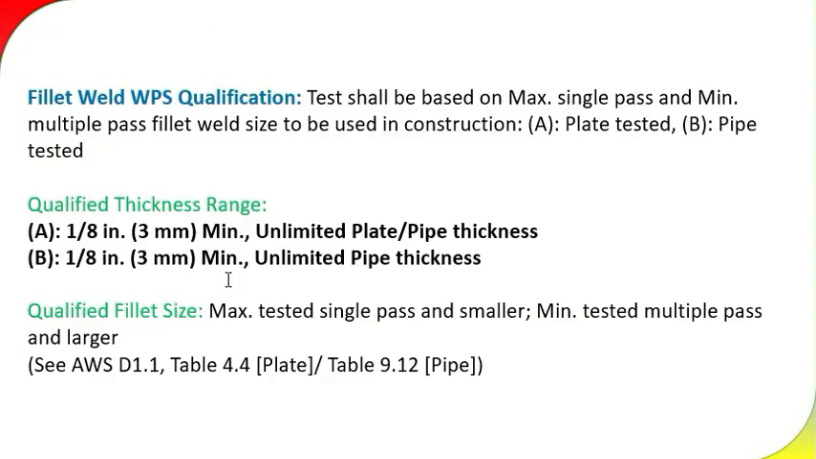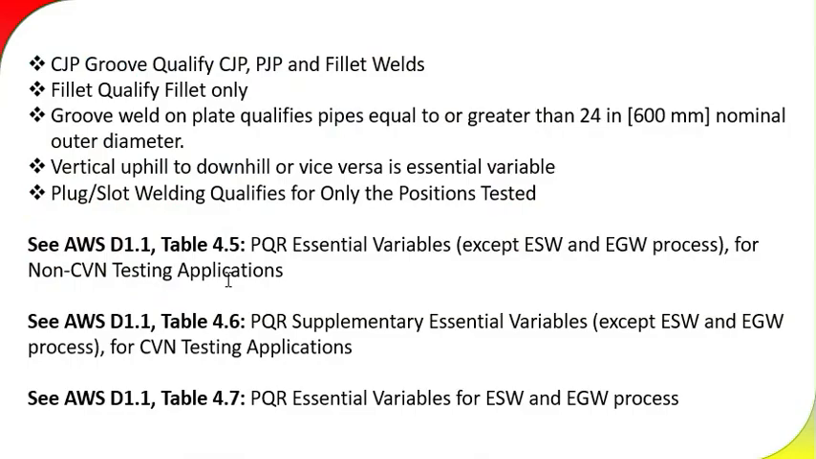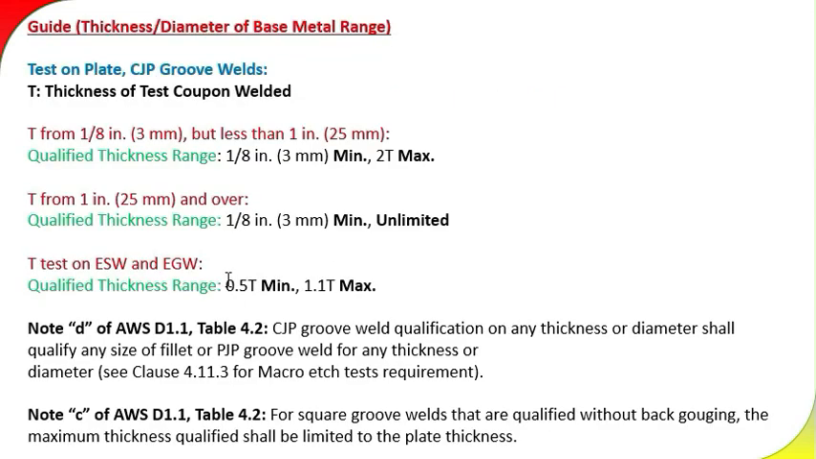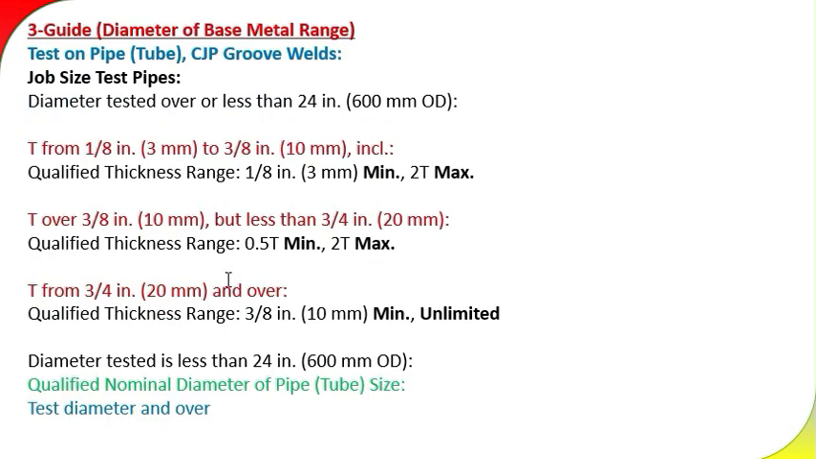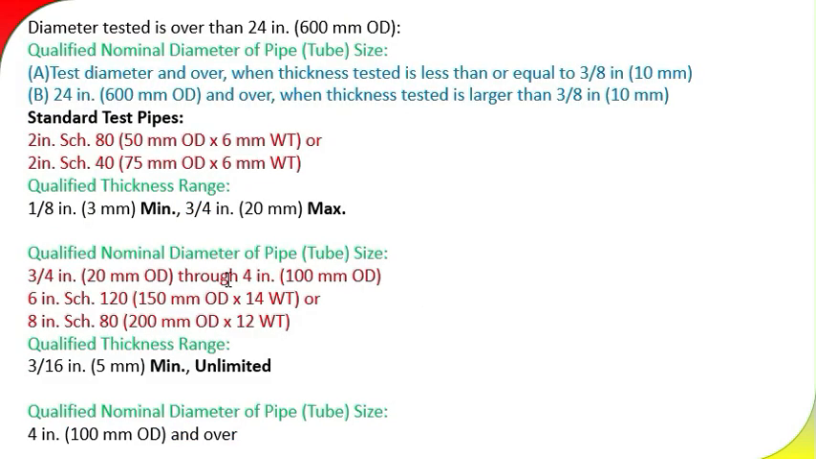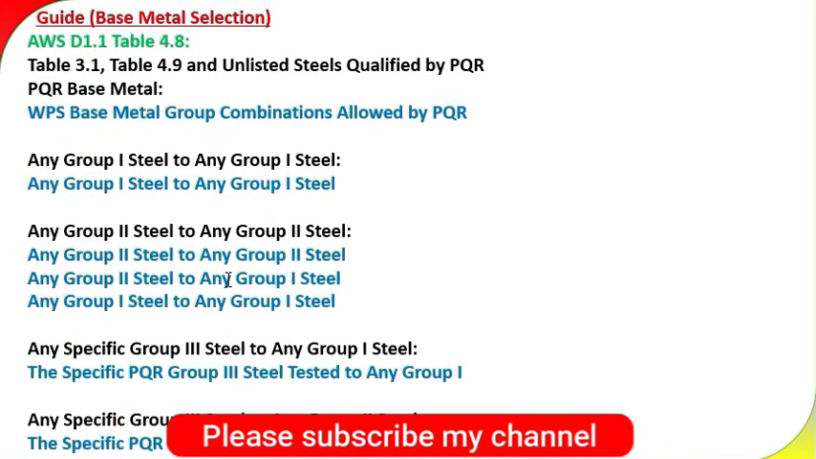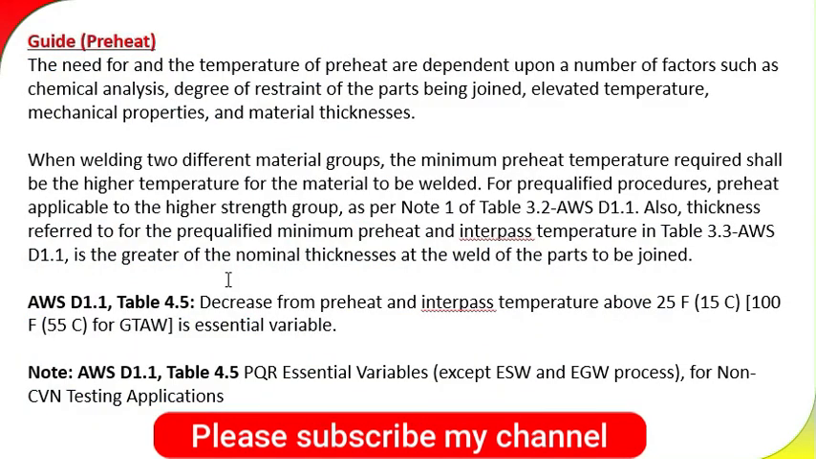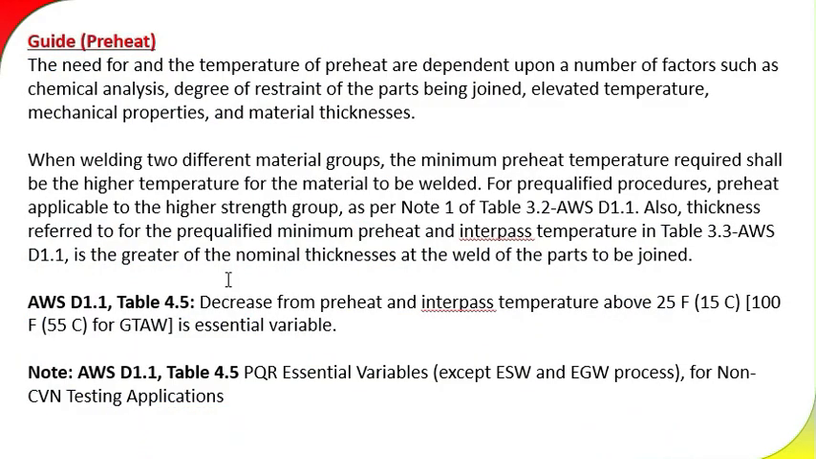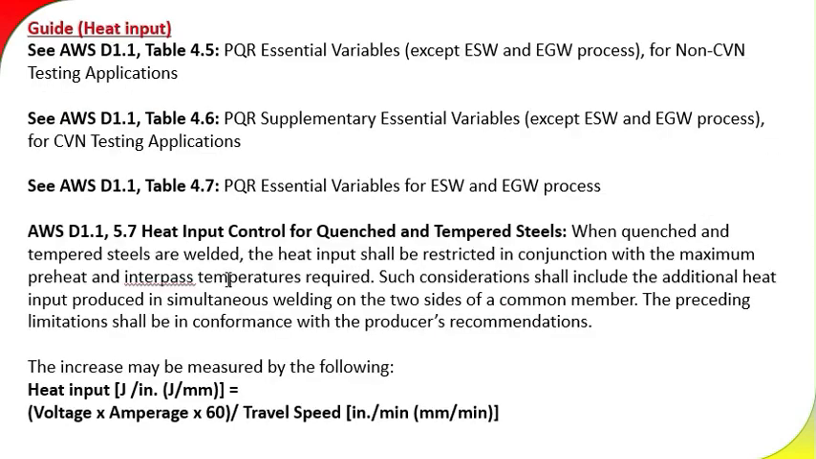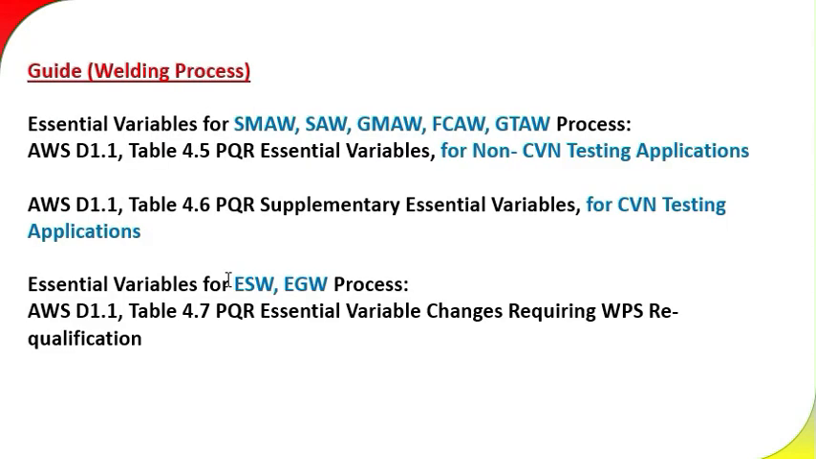You can see here, this is the position, this is the thickness and diameter of the base metal range. You can see the base metal selection, how you have to select it, the guide for preheat temperature, what is mentioned in AWS D1.1, and this is the joint, this is the heat input, and this is the welding process. So I think you understand from the beginning to the end.